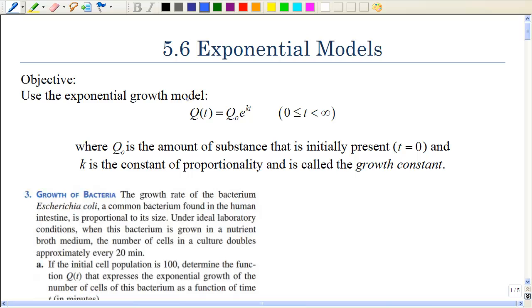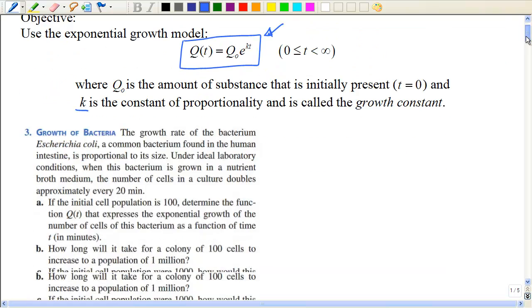In this section, we'll be using this function as our model, where Q sub 0, or Q naught, the initial quantity, is proportional to its growth, and k is the constant of proportionality. You can actually derive this equation by doing some calculus. We're going to skip that for now and go straight to the model.